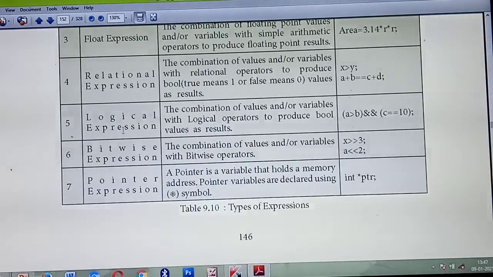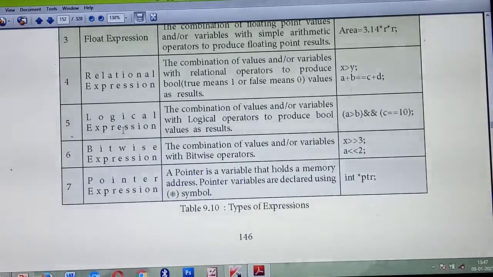A logical expression will also contain values and variables along with logical operators. What are the logical operators? AND, OR and NOT. AND is given by the ampersand symbol.